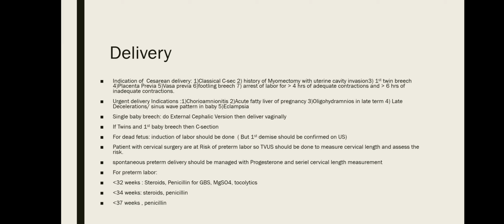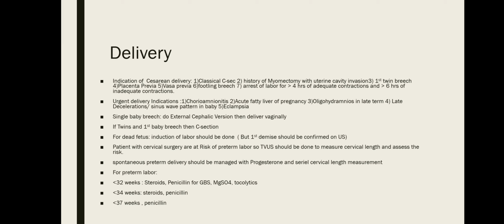So the indications of cesarean delivery are a history of classical cesarean section, a history of myomectomy with uterine cavity invasion, and when the first twin is breech. In case of placenta previa and vasa previa, as we discussed earlier, in both of these cases we do an elective C-section before the onset of contractions, like before 36 or 37 weeks of gestation.